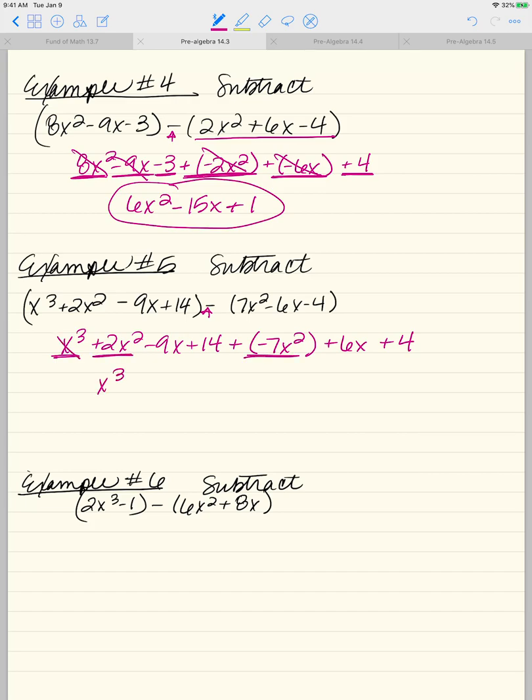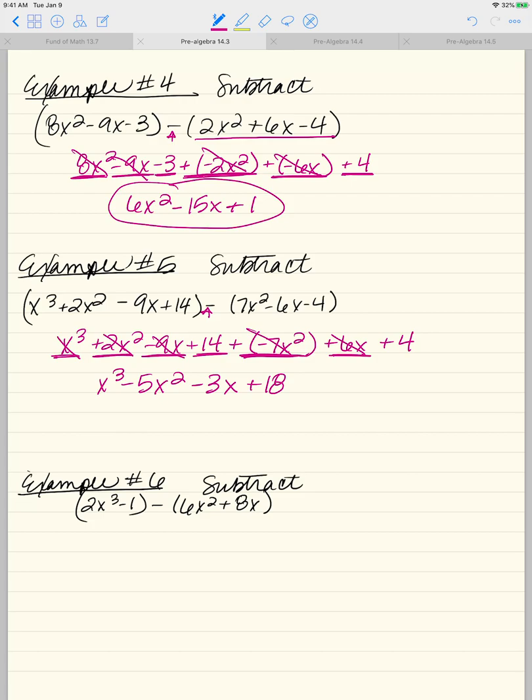2x squared minus 7x squared gives me minus 5x squared. Negative 9x plus 6x gives me minus 3x. Plus 14 plus 4 gives me plus 18. And that is as simple as we can get that one.